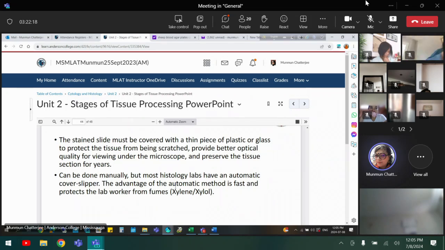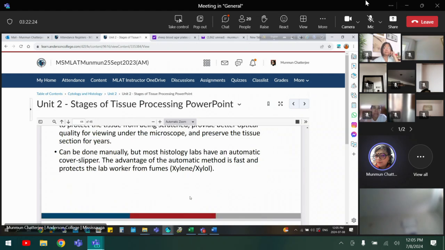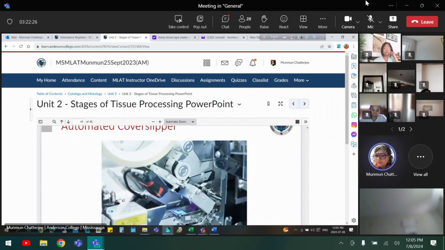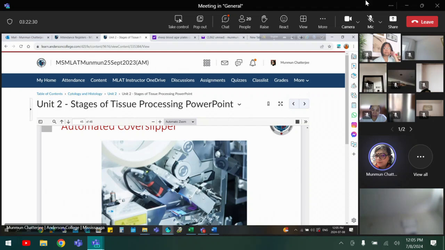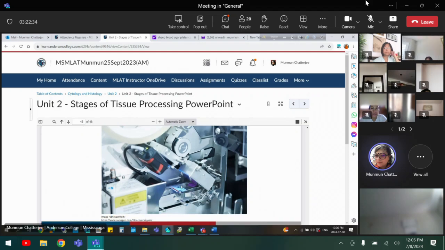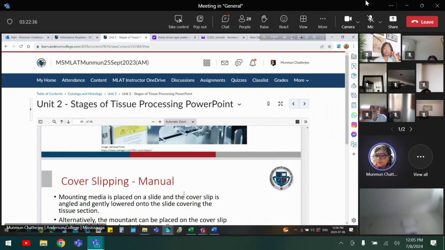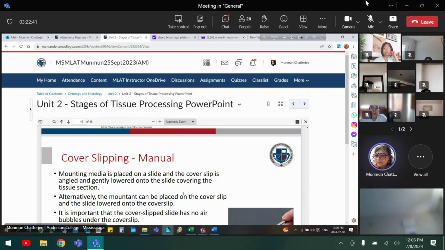Again, the advantage of the automatic method is that it is fast and protects the lab worker from fumes. What is that? Xylene and/or xylol. So this is the automatic cover slipper. Mounting media is placed on the slide, and the cover slip is angled and gently lowered.